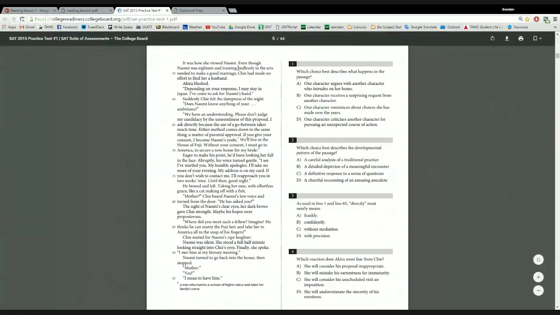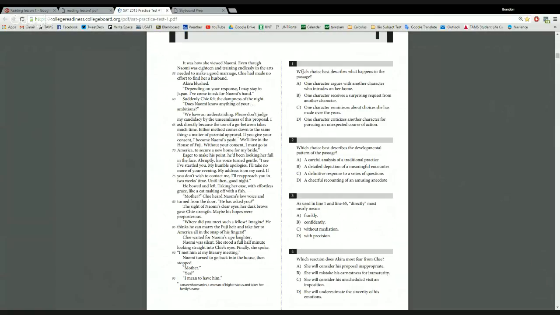Alrighty. So we're going to start answering the questions, assuming that you read the passage. Which choice best describes what happens in the passage? This is clearly a main idea question. So, keywords that make an answer wrong. One character argues with another character: the word choice here is wrong. That's not what happens, so cross out A. One character receives a surprising request from another character. This is a pretty general answer and seems to be correct, but we're gonna look down.